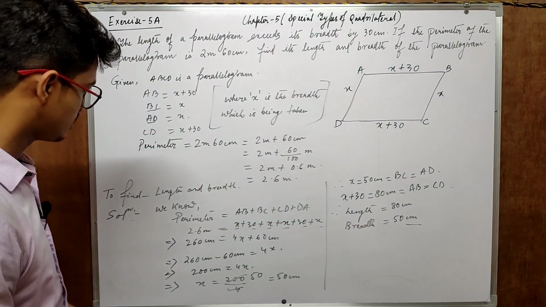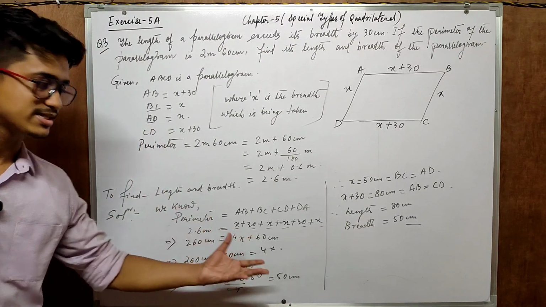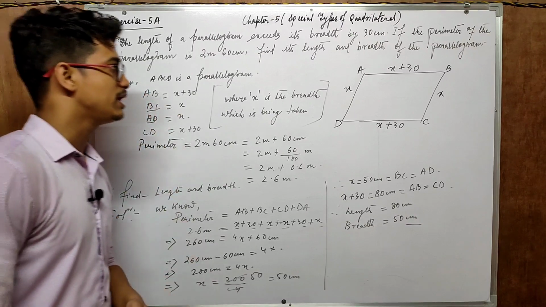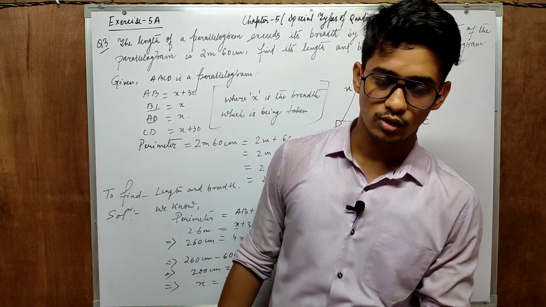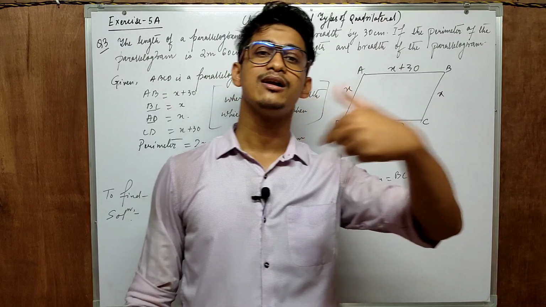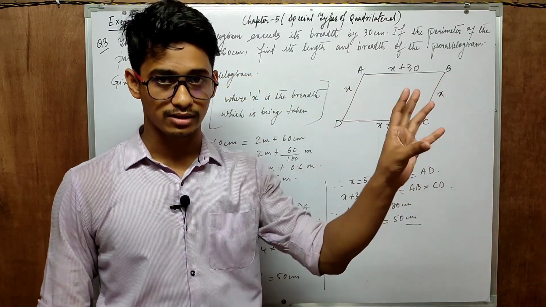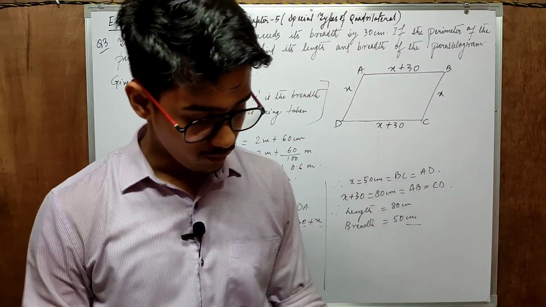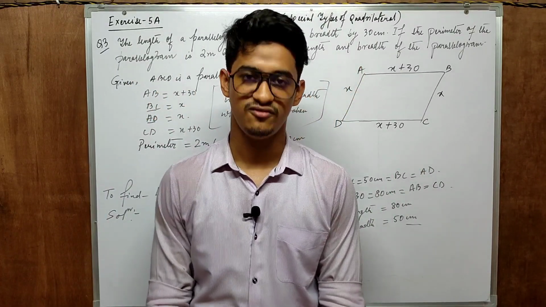I hope that you have understood how to represent the question and answer and how to pick which one should be our x. You have to remember that the thing which is being compared to some other quantity, that other quantity will be our x. As simple as that. So let's move on to our next question, that is question number 5.